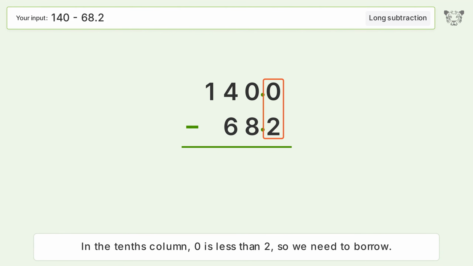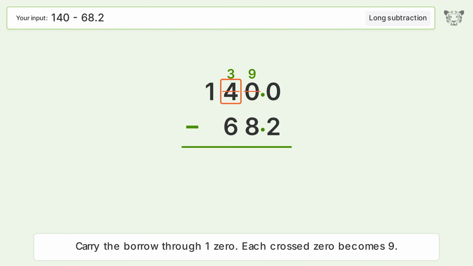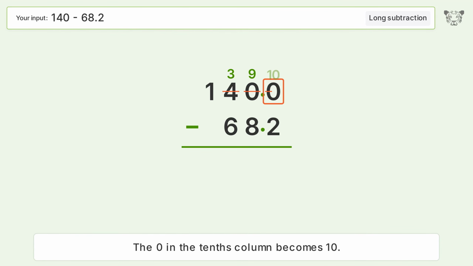In the tens column, 0 is less than 2. So we need to borrow. Borrow 1 from the tens column. 4 becomes 3. Carry the borrow through 1 0. Each cross 0 becomes 9. The 0 in the tenths column becomes 10.